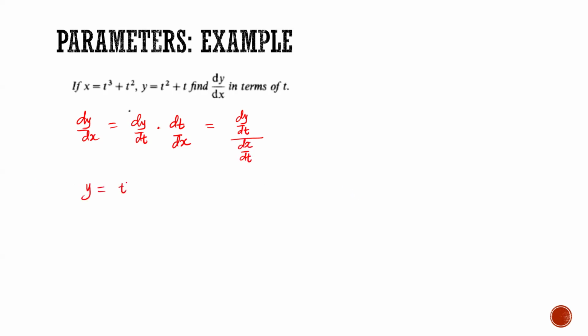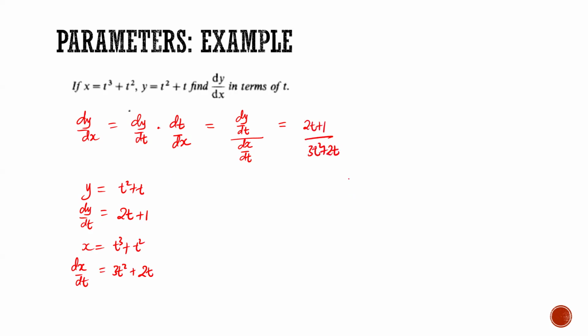So since y is t squared plus t, that means dy/dt will be 2t plus 1. And since x is t cubed plus t squared, that means dx/dt will be 3t squared plus 2t. And so this would simply be (2t plus 1) over (3t squared plus 2t), and you'll have completed the question. We'll have found dy/dx in terms of t. Now, you might want to check and confirm if this is indeed true.